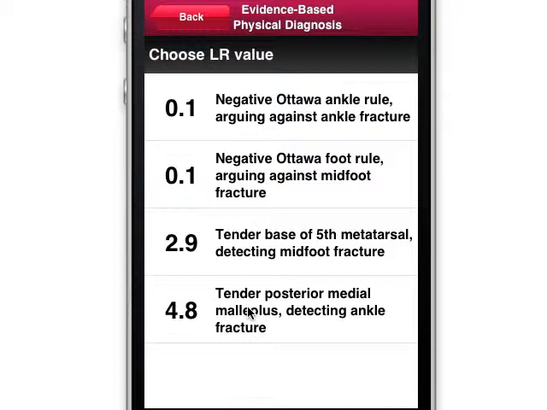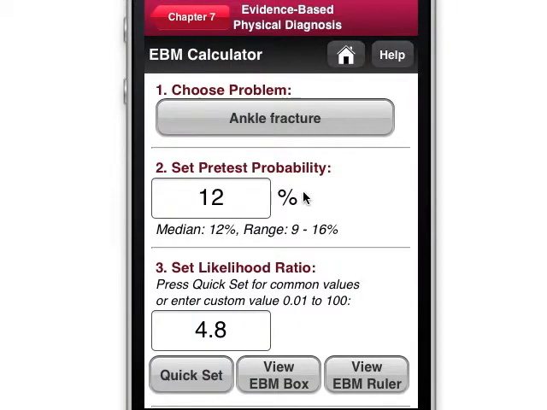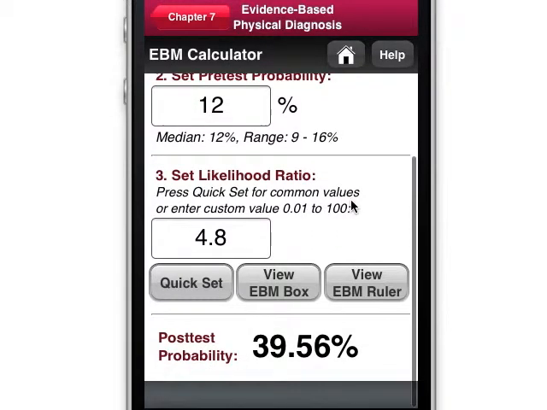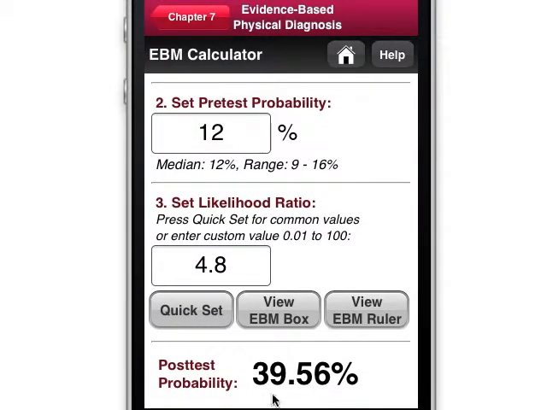The likelihood ratio itself is 4.8, but what this is going to do is take the pretest probability, combine it with the likelihood ratio, and tell you now that the likelihood post-test, the test being that tenderness, is basically now up to 40%. So that can help you now. That helps you increase the likelihood.